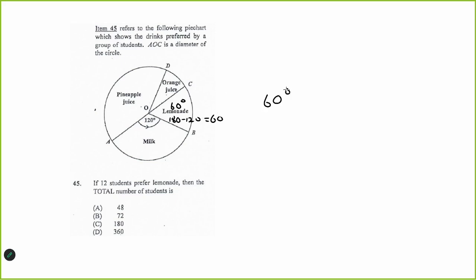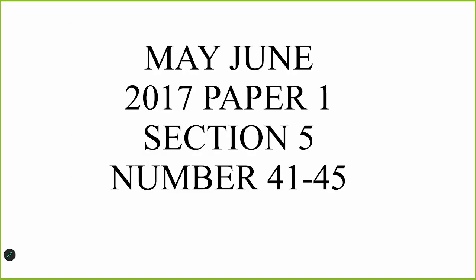So if 60 over 360, which is 1/6, prefer, which is 12. If 1/6 is 12, then 6 over 6 is 12 multiplied by 6, which is 72. So 72 is your total number of students. That's the end of January 2018.